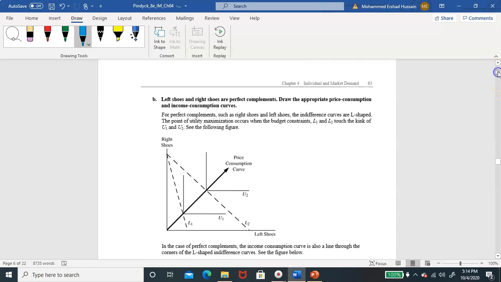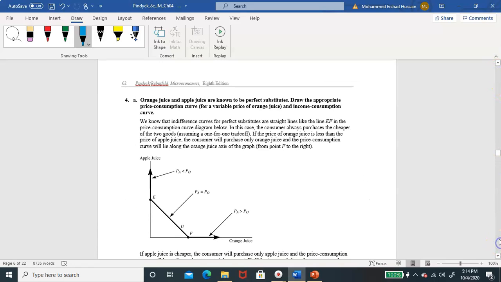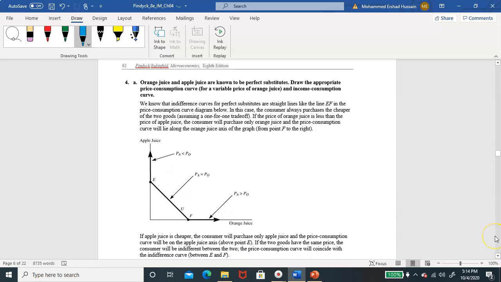So let us see what they are discussing here. Number 4. They are telling us that orange juice and apple juice are known to be perfect substitutes. Draw the appropriate price consumption curve for a variable price of orange juice, and the income consumption curve. We have to measure the price consumption curve and the income consumption curve. So see, we know that indifference curves for perfect substitutes are straight lines, like the line EF, see that in the price consumption curve diagram below.